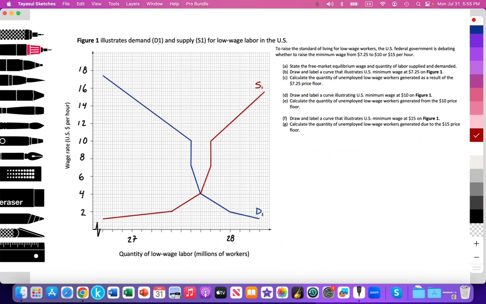It illustrates demand, D1, demand for labor. And demand, remember, is coming from firms. So we can make a couple of notes. Demand in a wage or labor market. So it's a labor market. I'll just make some notes here. A labor market is an input market.